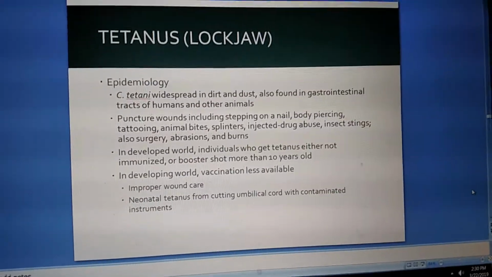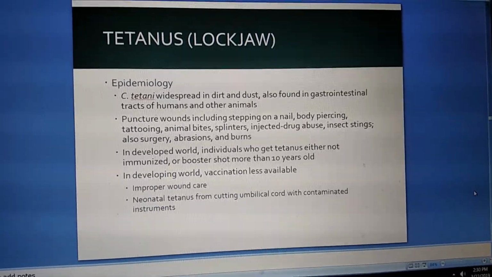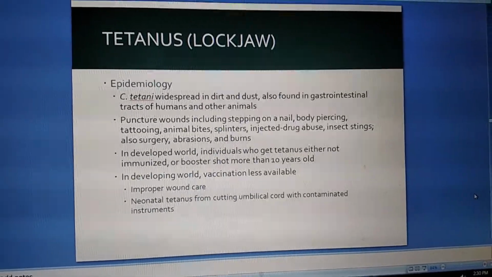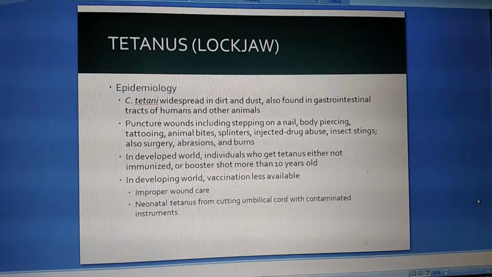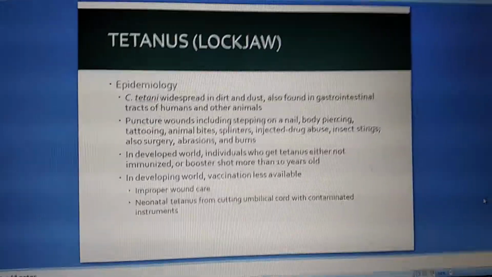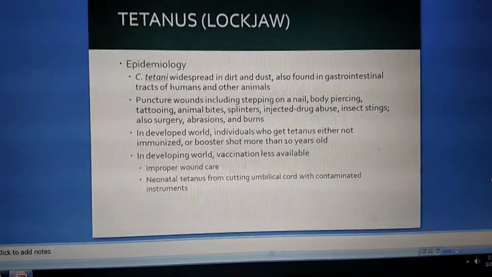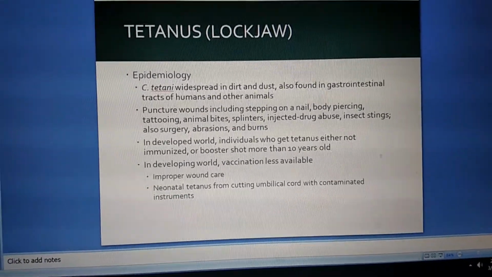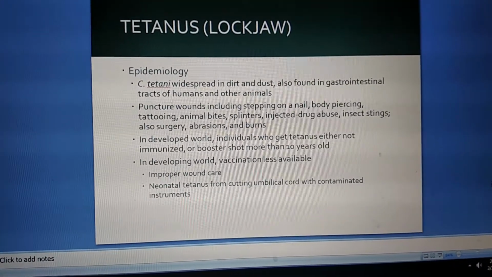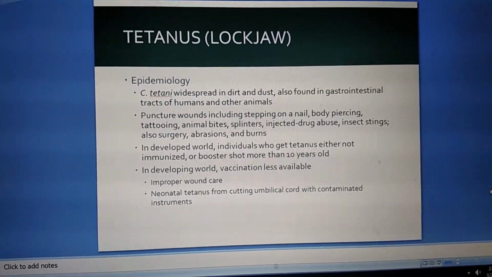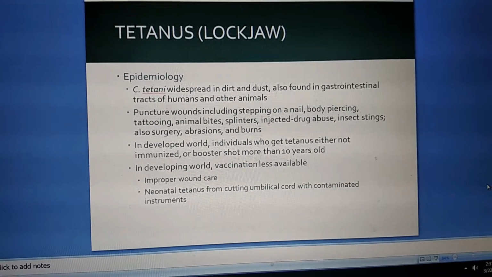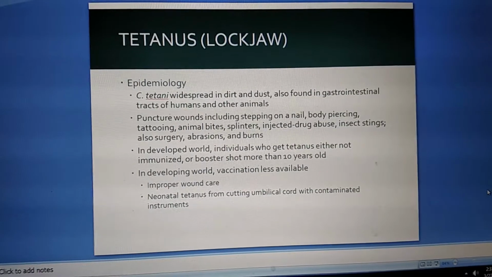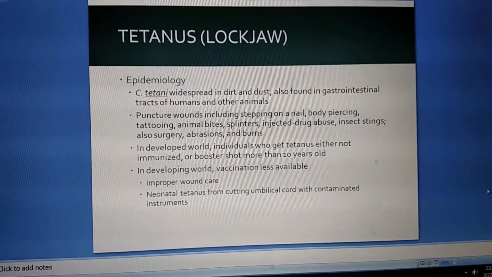Now, Clostridium tetani is found everywhere in dirt and dust. It can also be found in the gastrointestinal tracts of humans and some animals. Typically, it's associated with puncture wounds like stepping on a nail, splinters. However, you can also get it from contaminated piercing and tattooing equipment, insect stings, animal bites.